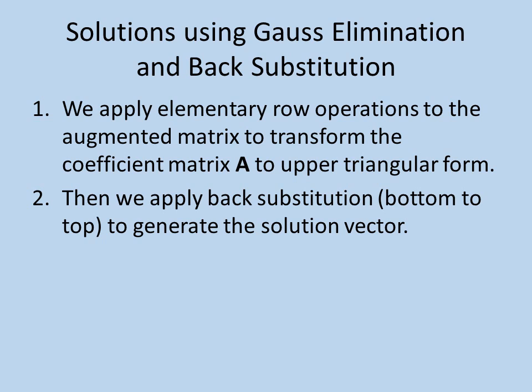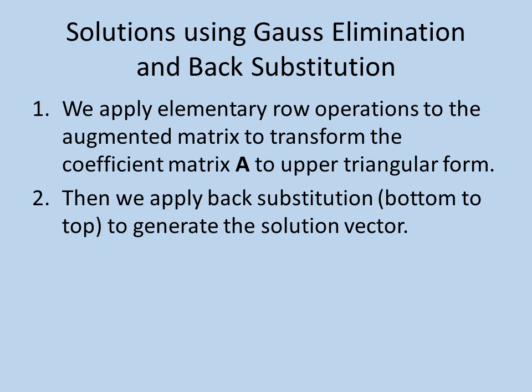We put those together in order to solve systems of linear equations, and we do that using a process that we call Gaussian elimination with back substitution. In this method, we apply elementary row operations to the augmented matrix to transform the coefficient matrix A to an upper triangular form. Once we perform those operations, we'll have the upper triangular form and we're ready to apply back substitution. And in this process, we work from the bottom up to generate the solution vector.